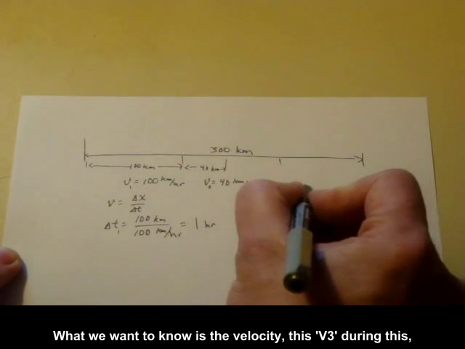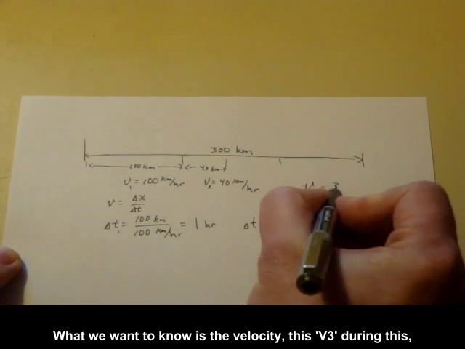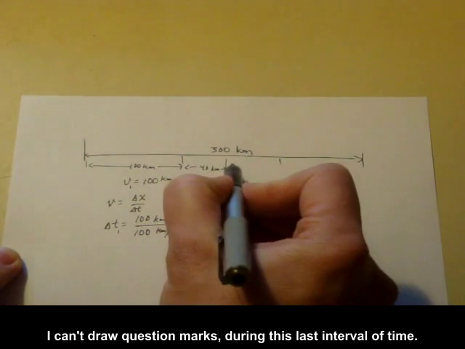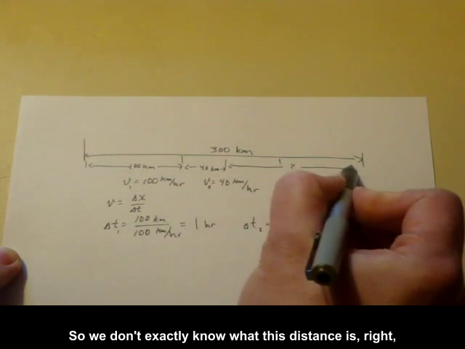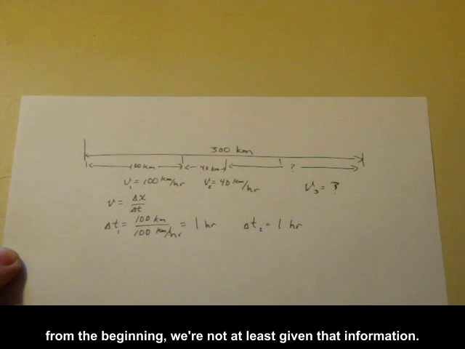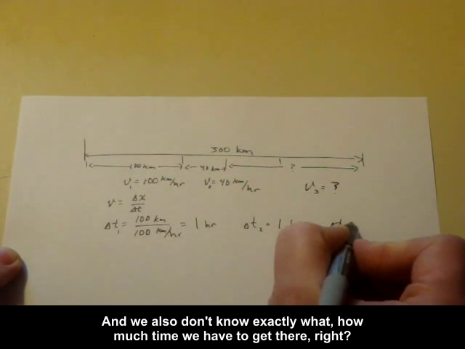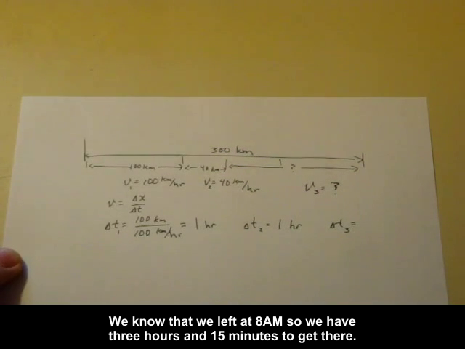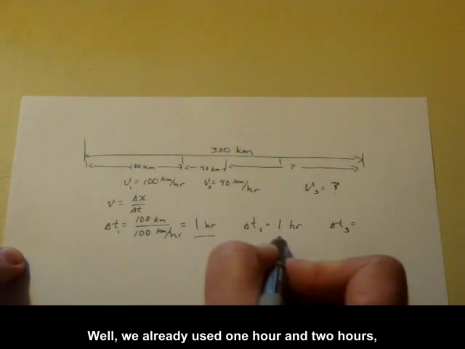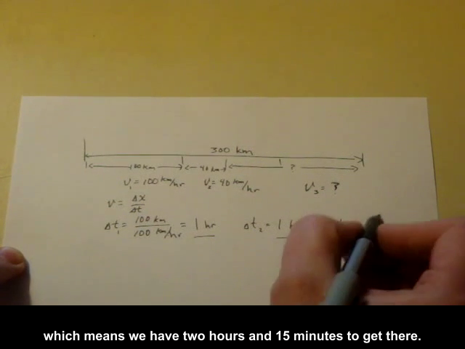Right? What we want to know is the velocity, this v3, during this last interval of time. So we don't exactly know what this distance is right from the beginning. We're not at least given that information. And we also don't know exactly how much time we have to get there, right? But we can figure this out. We know that we left at 8 a.m., so we have 3 hours and 15 minutes to get there. Well, we already used 1 hour and 2 hours, which means we have 2 hours and 15 minutes to get there.